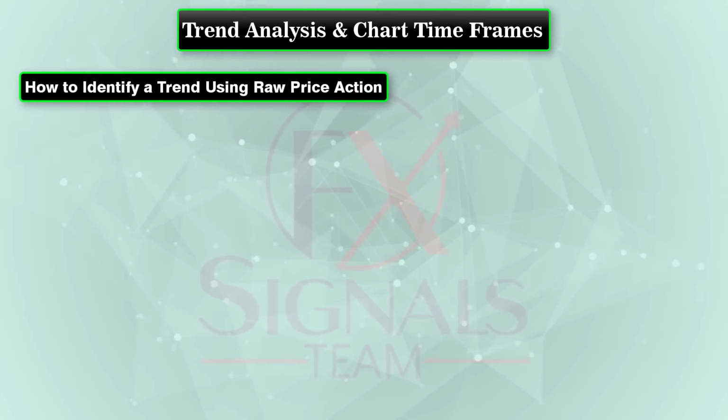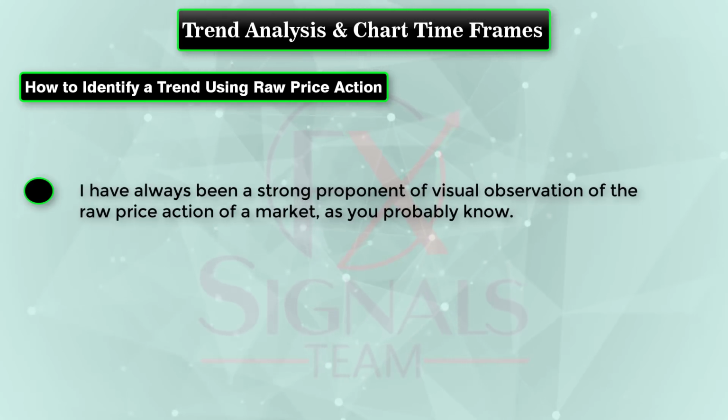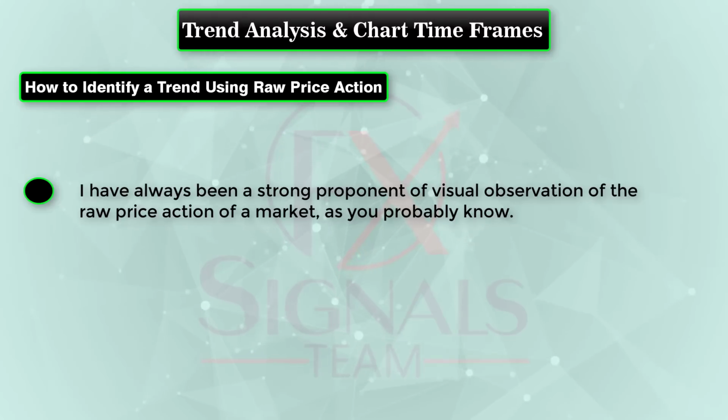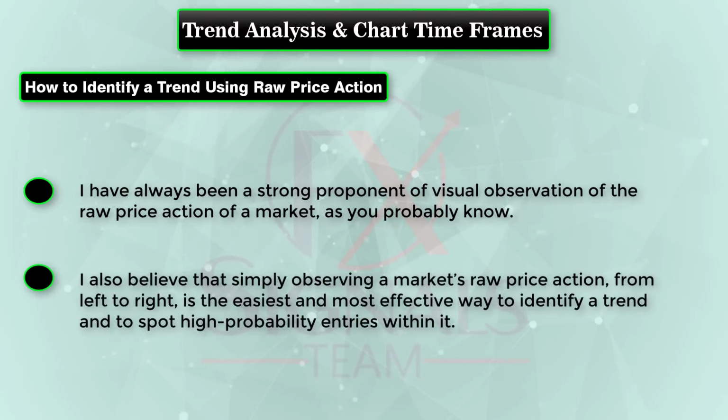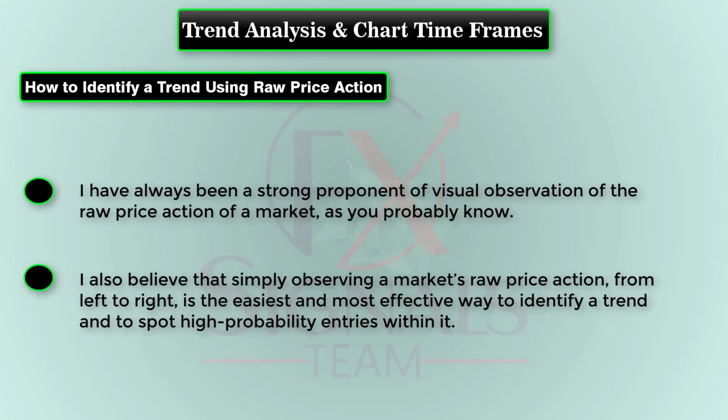How to identify a trend using raw price action. I have always been a strong proponent of visual observation of the raw price action of a market, as you probably know. I also believe that simply observing a market's raw price action, from left to right, is the easiest and most effective way to identify a trend and to spot high probability entries within it.